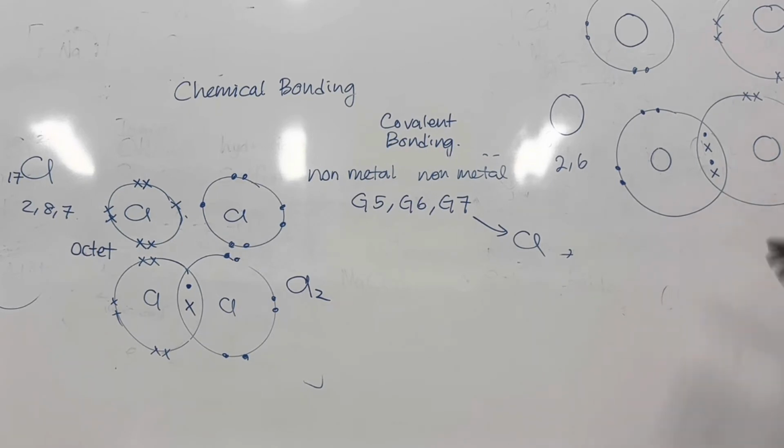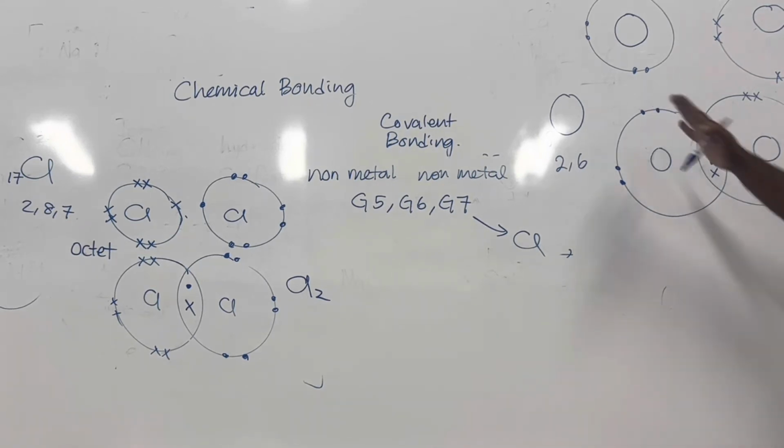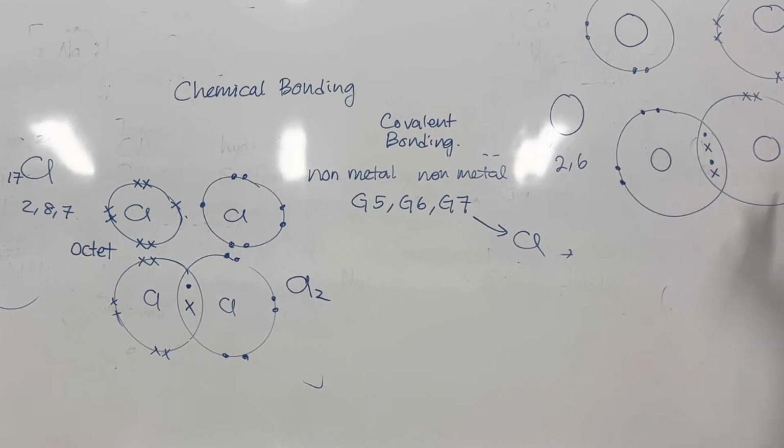In total now, you count. 1, 2, 3, 4, 5, 6, 7, 8. Octet structure. Good. Then I go and check this particular oxygen. 1, 2, 3, 4, 5, 6, 7, 8. Good. Octet structure. So this is what we call oxygen.